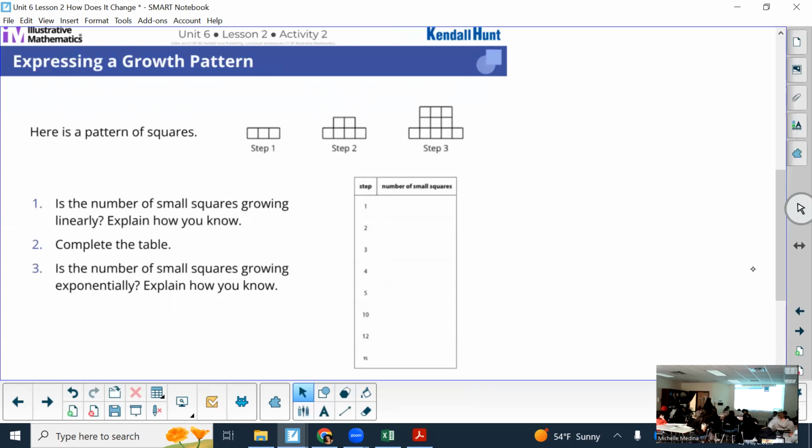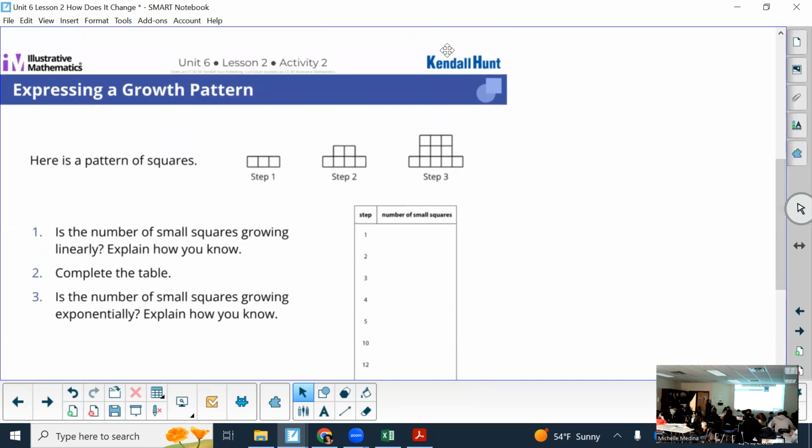All right, but this first, to make sure you understand. So here is a pattern of squares. Figure out within your groups, is it growing linearly? Is it growing exponentially? Or neither? Figure that out within your group. There's a table so you can organize your thoughts if you need to. We'll go over this in 3 minutes.